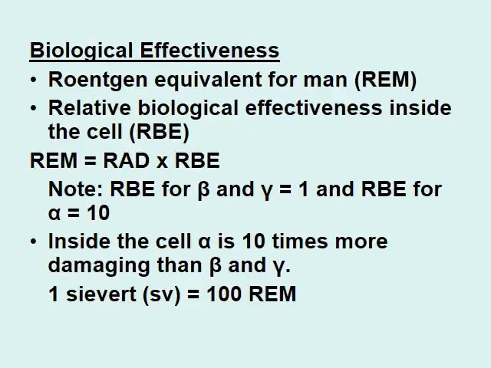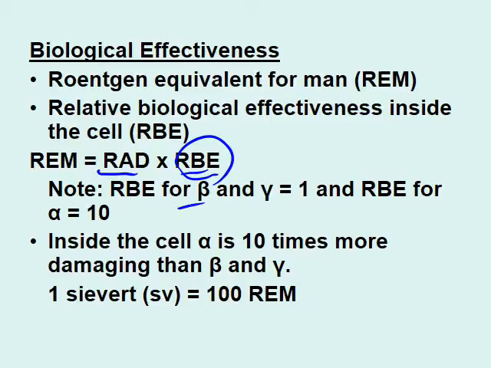Now, biological effectiveness is based on two quantities: rad, the amount of energy being absorbed, and relative biological effectiveness. That's like the wind chill factor in wintertime: when there is no wind, there is one kind of effect; when there is wind, there's a different type of effect. This RBE depends upon what kind of particle is coming out and entering through the living organism.